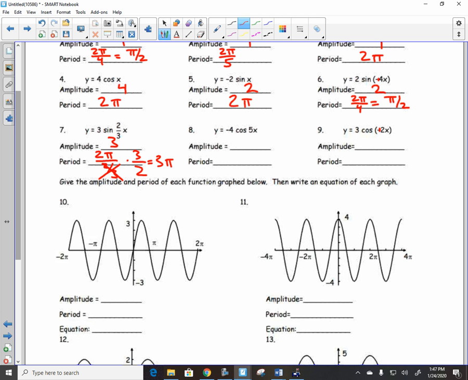How about the amplitude for number 8? 4. Period. 2 pi over 5. And finally, number 9, amplitude. Period pi.